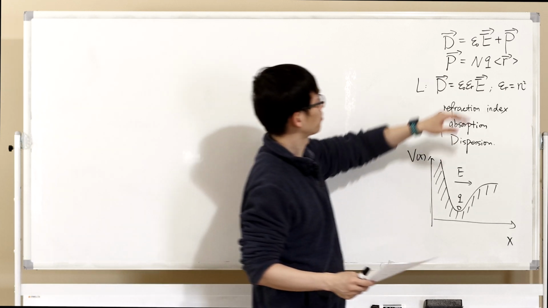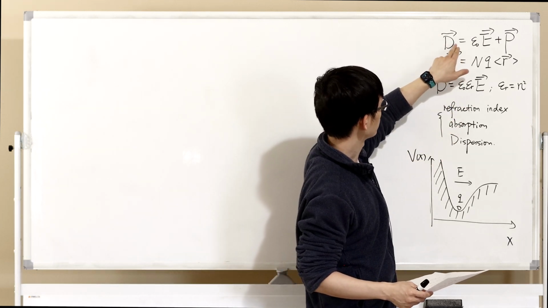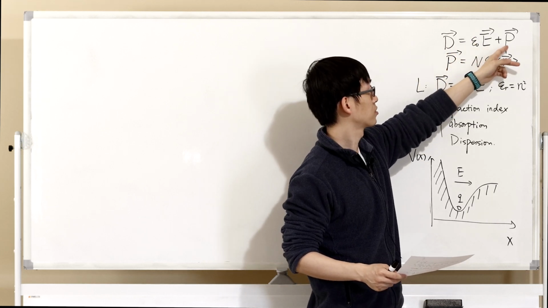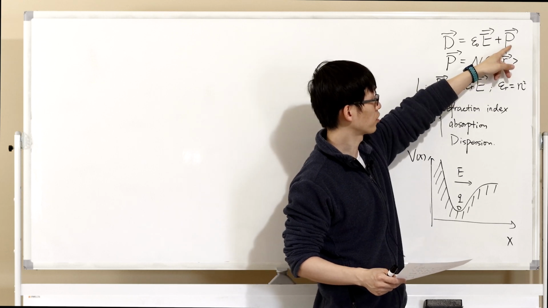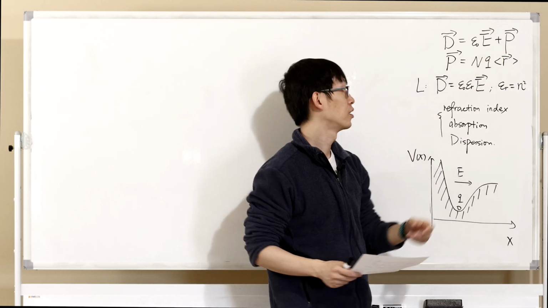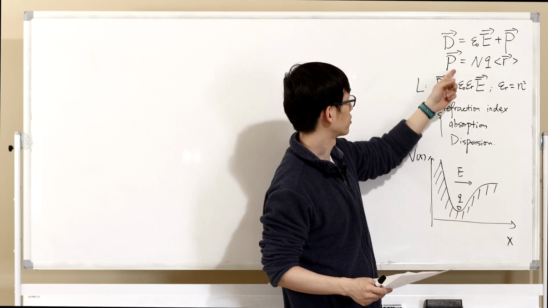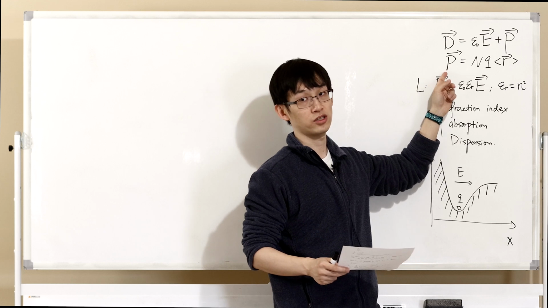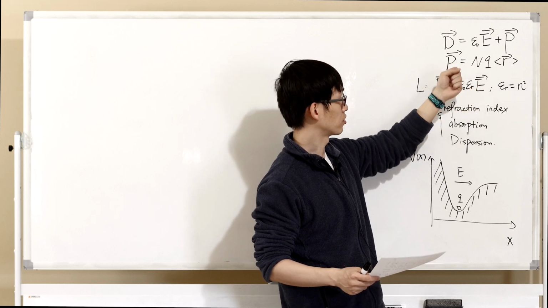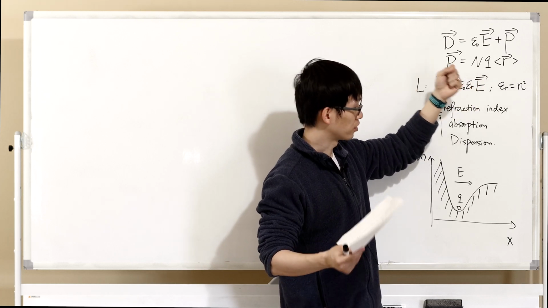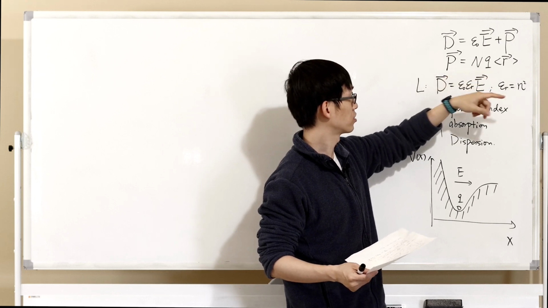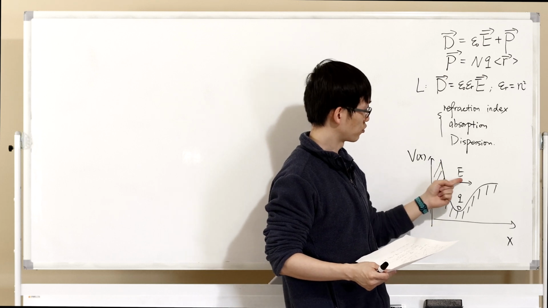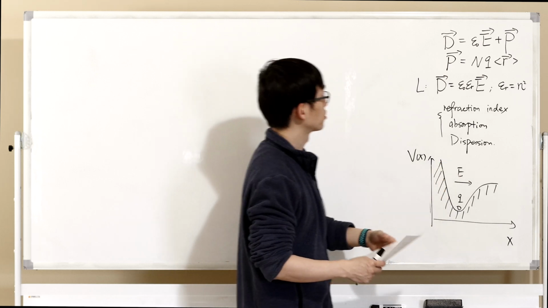A little bit of recap: previously we introduced that the displacement field can be expressed as the electrical field plus the polarization, and the polarization sums up the response from the matter, right? The way it's connected to the microscopic picture is that the polarization equals the charge density times the charge, and then the displacement of your molecules or atoms in response to the electrical field.